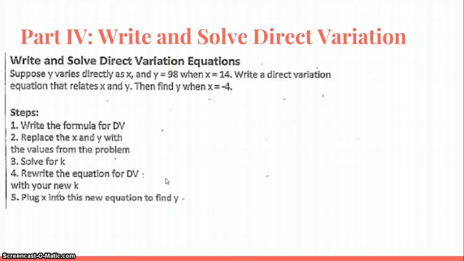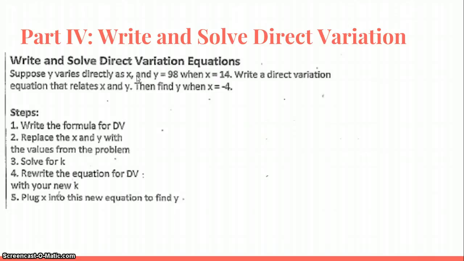It means we have a direct variation, and we've already talked about how any direct variation has the form y equals kx. So we see this phrase, y varies directly as x. That means we've got y equals kx. So suppose y varies directly as x and y equals 98 when x equals 14, so they give us an x and y value. We will use that to then write a direct variation equation that relates x and y. Again, a fancy way of saying y equals kx. Then once we've done all that, find y when x equals -4.